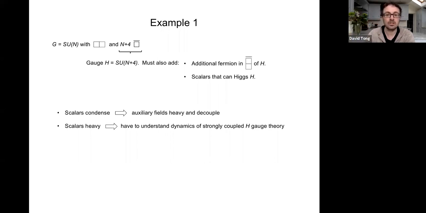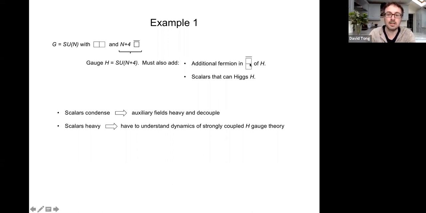But there's a way to cancel the anomaly. So what I do is, in addition to these original fermions, I add a new fermion, which is in, this is annoying, I want to say the anti-symmetric. Let me say it's the anti-symmetric bar representation of H. So this new fermion is neutral under G. That means there's no problem giving it a mass preserving G. If I give it a mass, I'm going to break H, but that's okay.